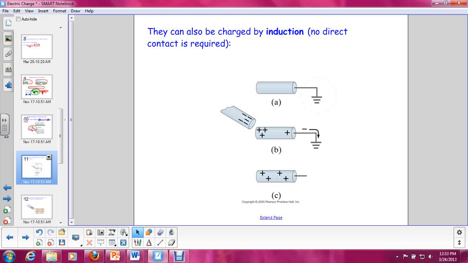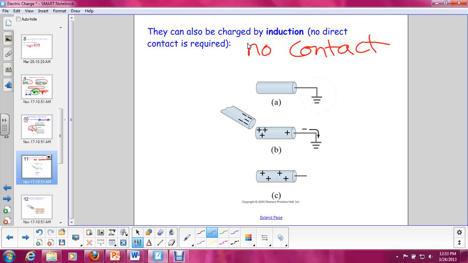They can also be charged by something called induction. And induction is a little trickier. Induction has no contact. So we don't actually touch the objects together to transfer any charge. In picture A, we have our neutral rod with an equal number of positives and negatives here, and it's connected to this funky looking thing. Most of you probably have not seen this symbol before. And what this symbol means is ground.